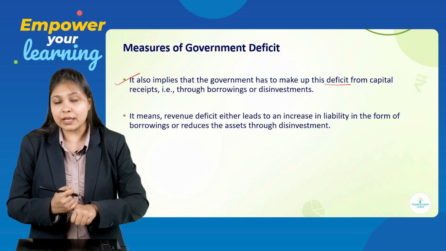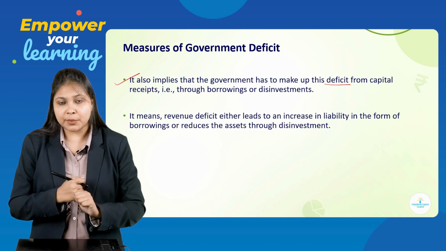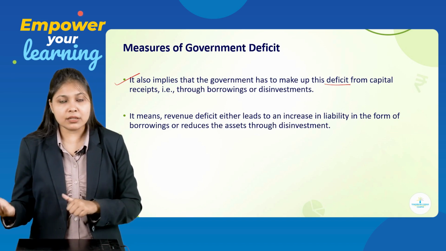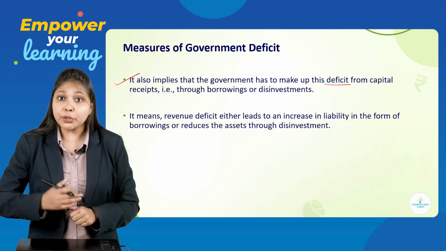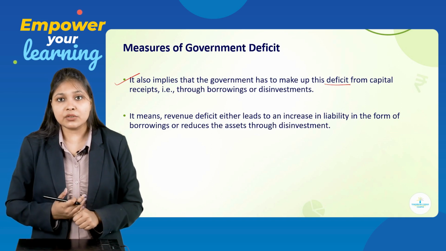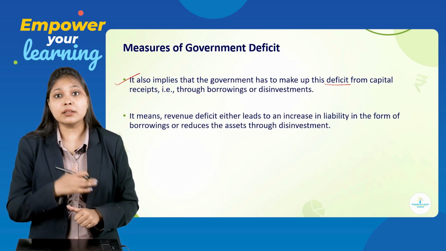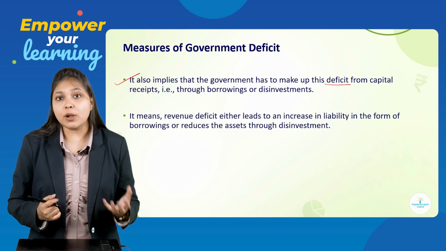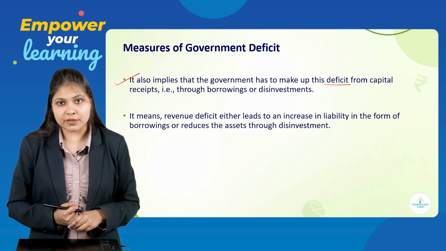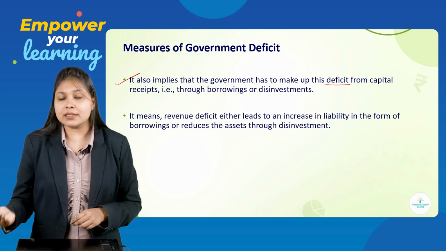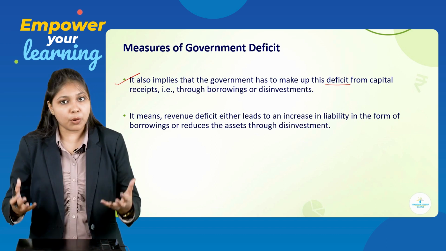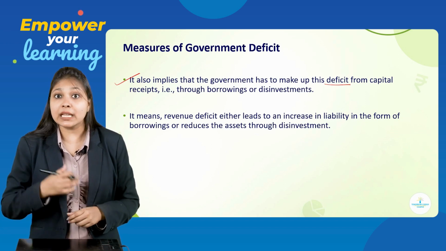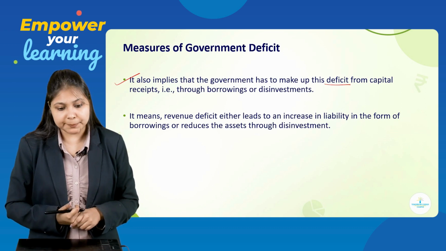Disinvestment means selling off all the public enterprises to the private sector, or selling off these shares, or doing borrowings from other union territories, foreign countries, or other financial institutions. This will solve the problem of revenue deficit. But again, it is creating some kind of problem. Since we are going to borrow money from other financial institutions, it will create a liability for the government.